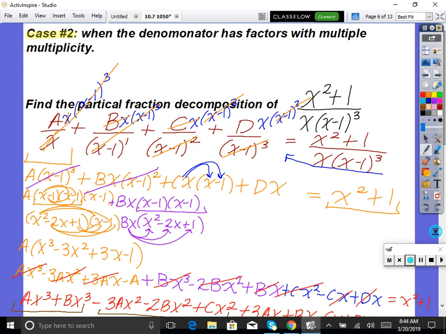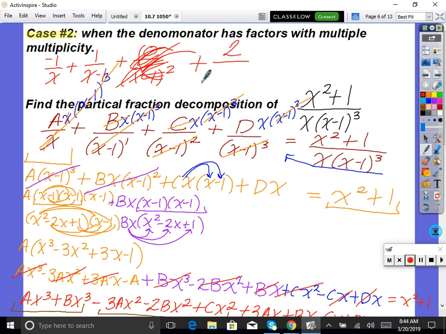So my final answer is a was negative 1, wasn't it? Yes. So we have negative 1 over x, plus. B was 1. So we have 1 over x minus 1. Then we have a plus. Now the next one is 0 over x minus 1 squared. You don't write that one. 0 divided by anything is 0. So that's not in our answer. Then we have plus. D was 2. 2 over x minus 1 cubed. So your final answer, negative 1 over x, plus 1 over x minus 1, plus 2 over x minus 1 cubed.